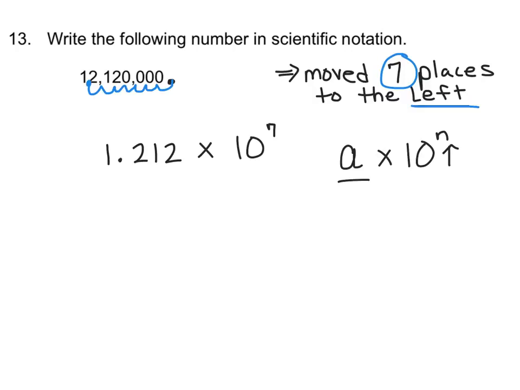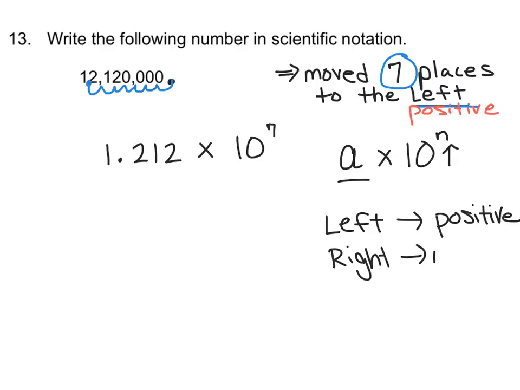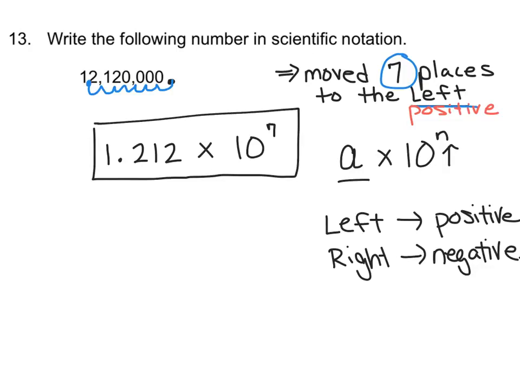Since we moved to the left, my exponent is going to be positive. So remember, when moving to the left, I have a positive exponent. When moving to the right, I'm going to have a negative exponent. My final answer is 1.212 times 10 to the positive 7.